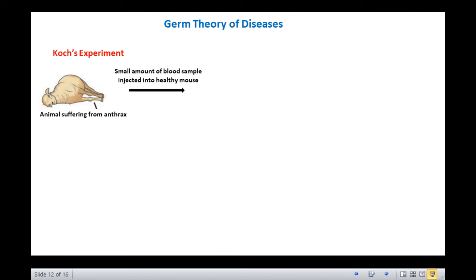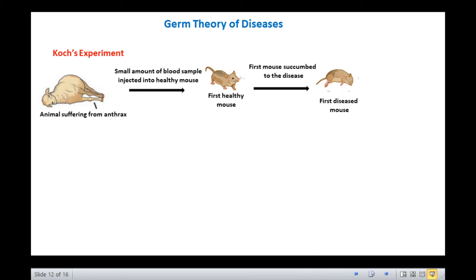Let us now discuss how Koch led us to the germ theory of diseases. Koch established by careful microscopy that the causative agent, a rod-shaped bacteria, was always found in the blood of an animal suffering from anthrax. He took a small amount of infected blood and injected it into a healthy mouse. The healthy mouse showed symptoms and succumbed to the disease.